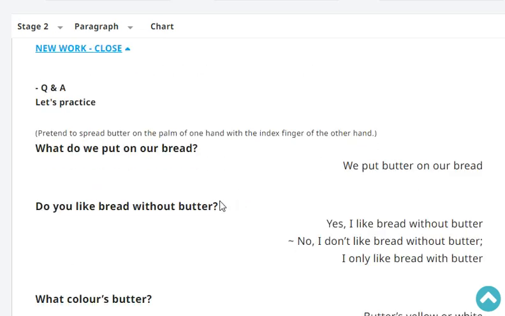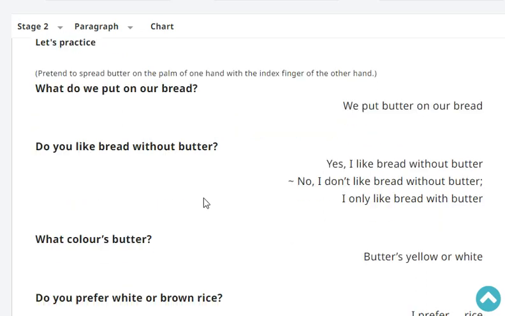Let's practice. What do we put on our bread? We put butter on our bread. Do you like bread without butter? Yes or no? No, I don't like bread without butter. I only like bread with butter.